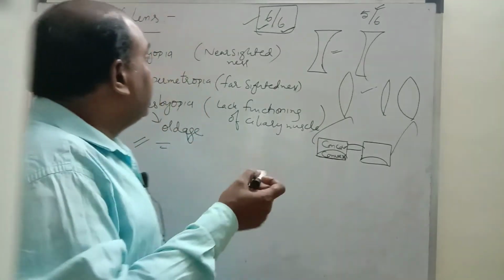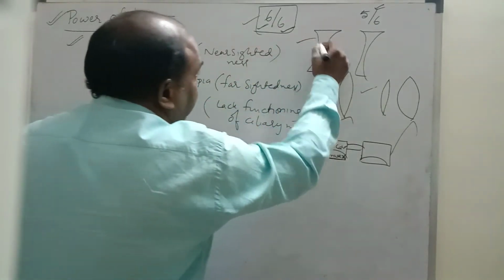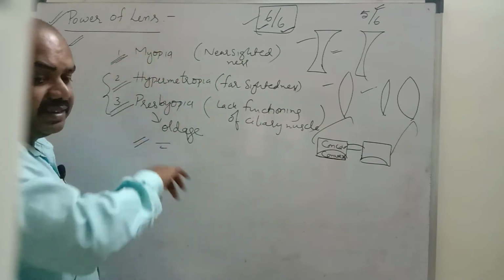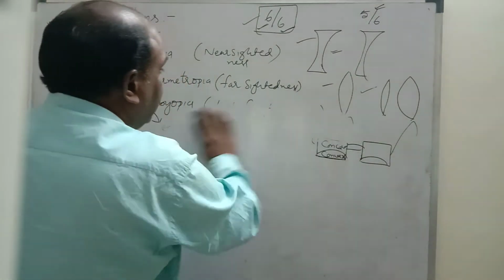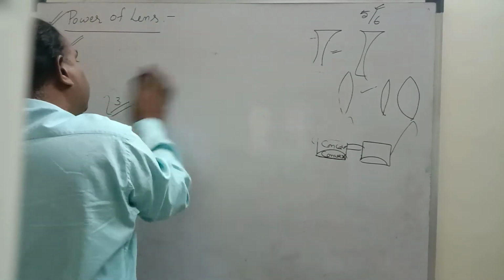That means the ability of converging or diverging is called the power of lens. This is the definition of power of lens. Important. What is meant by power of lens?